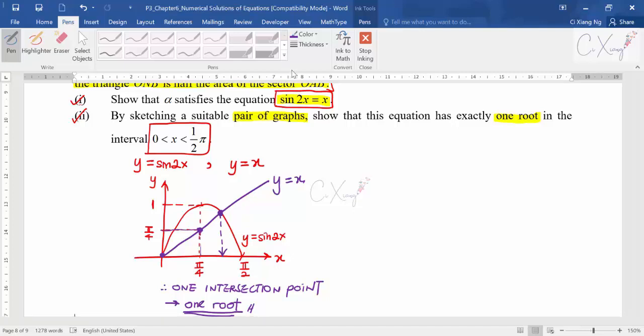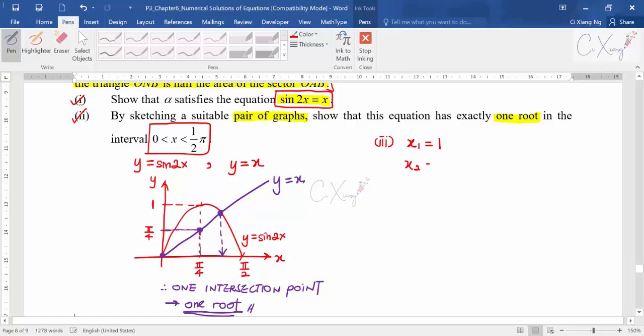And then for part number 3, they want you to use the iteration formula, okay? And the initial value is x1 equals 1. Find the alpha, correct to 2 decimal places. Show the result of each iteration. All right, so here I will substitute 1 into our equation. So our iteration formula will be sine 2 multiplied with 1, which is sine 2.